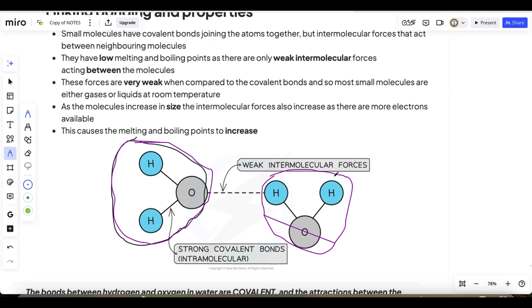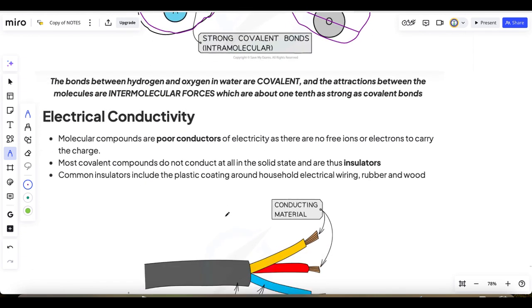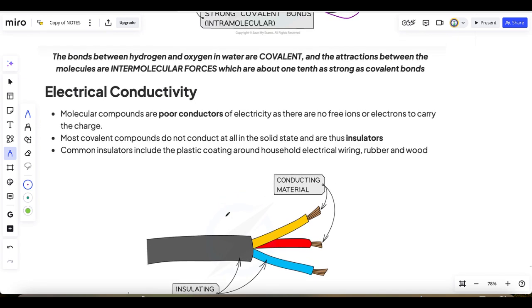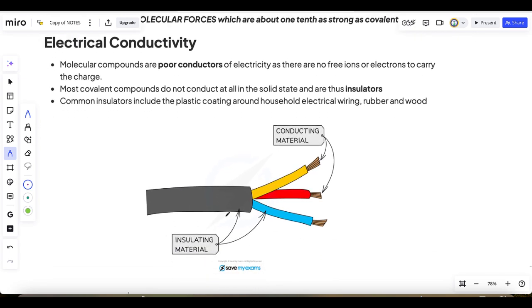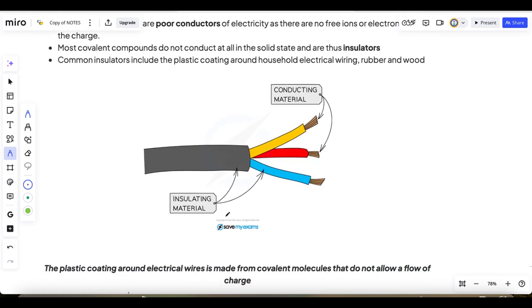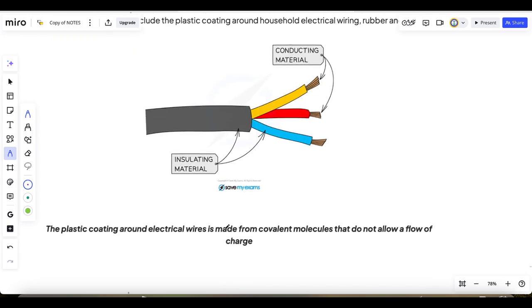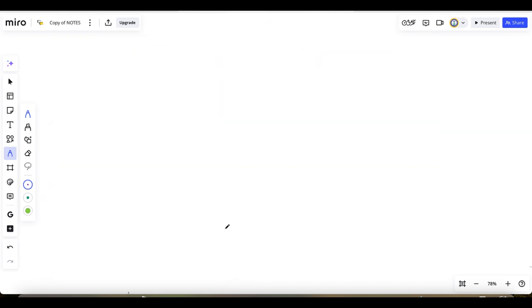So if they say, why do they have low boiling point and low melting point? You say they have weak intermolecular forces, even though they have strong covalent bonds. Okay? Now, why do they not conduct electricity? Because they don't have free electrons or ions to move about. They don't have delocalized electrons to move about. That's why they cannot conduct electricity. Is that okay? They are used as insulators.